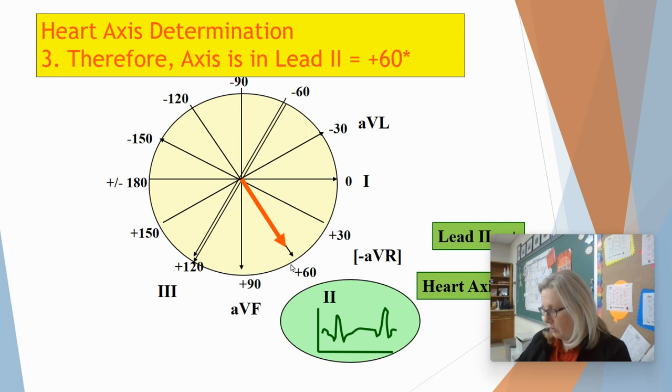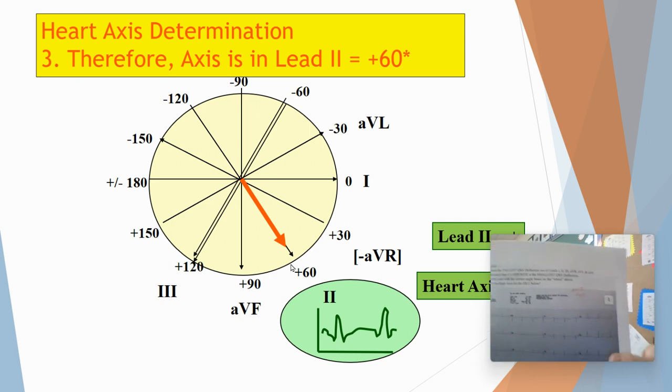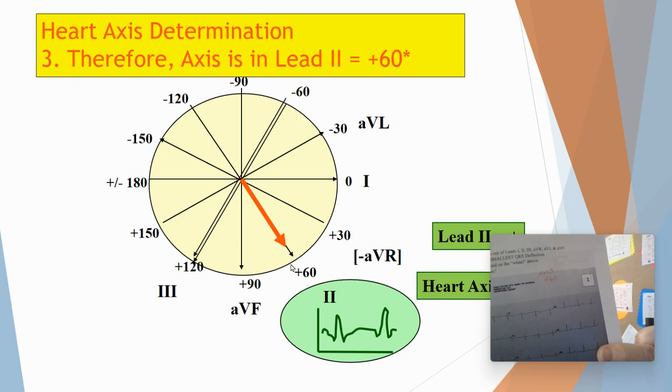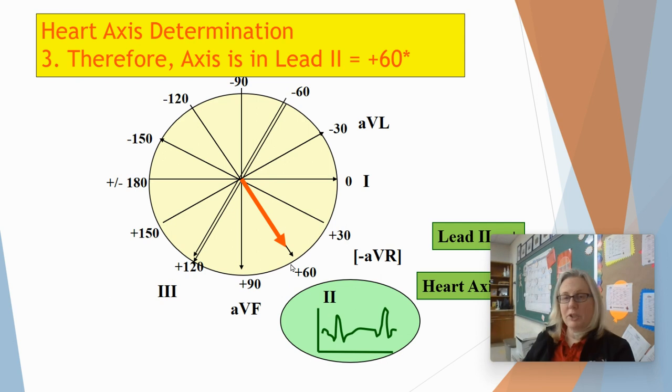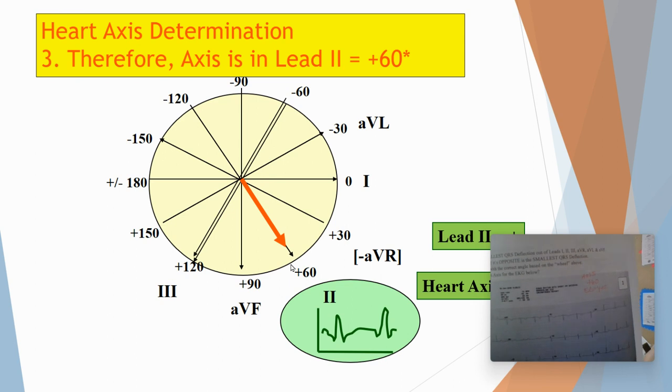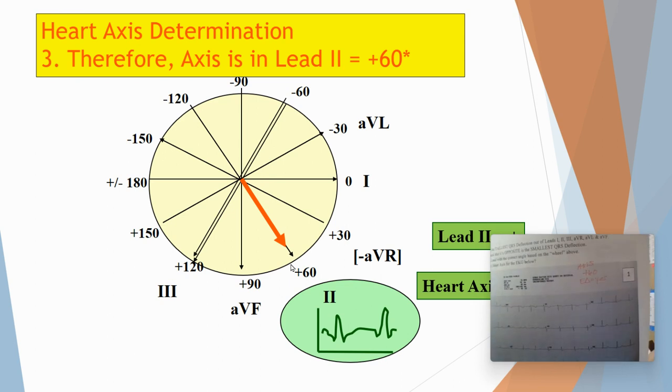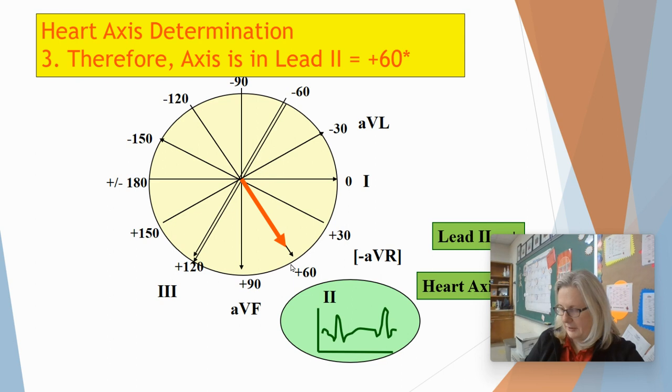So I'm going to write that right on my EKG, right at the top. Plus 60 is my axis. On the top of mine, I wrote positive 60 is my axis in my notes. We determined also that Einthoven's triangle was correct, so I can put Einthoven's triangle equals yes. The heart rate we can determine another time. I'm not concerned about the heart rate. We're doing axis and Einthoven's triangle right now. So that's your correct answer for number 1: axis is positive 60, and Einthoven's triangle is yes.